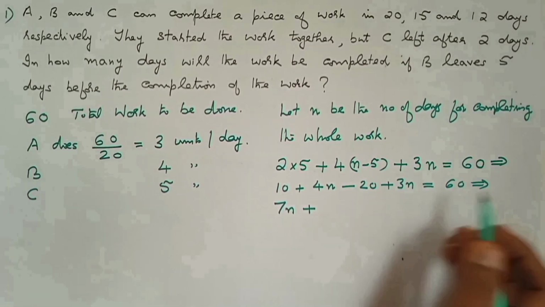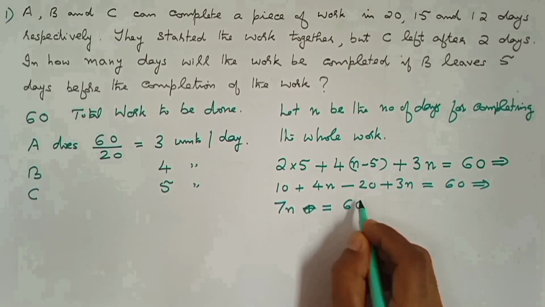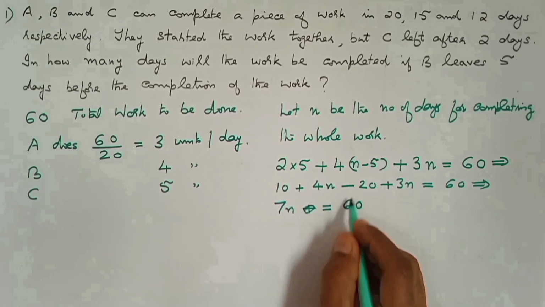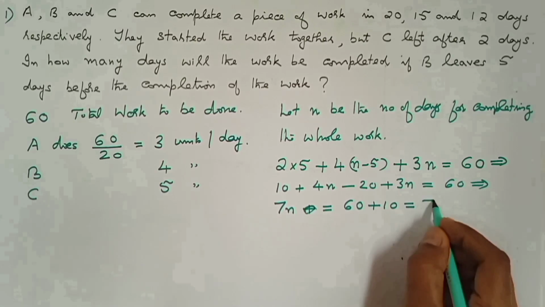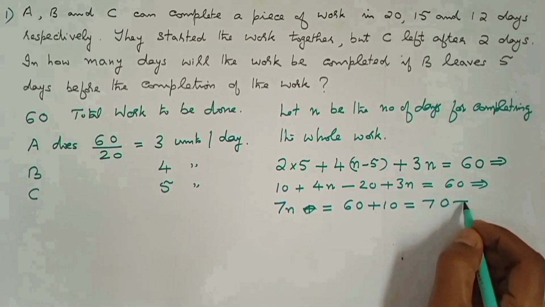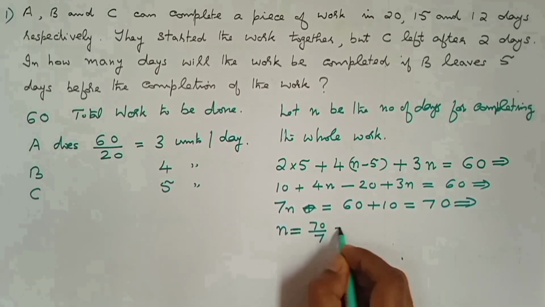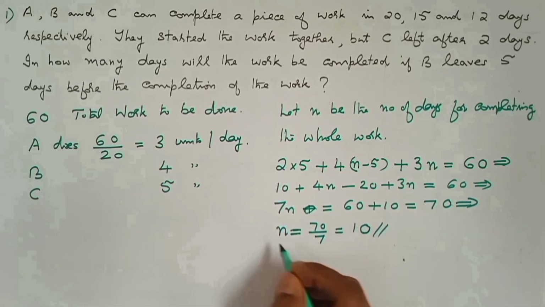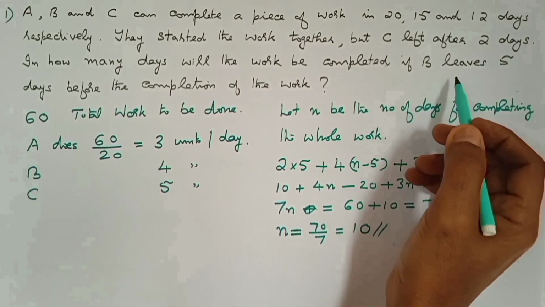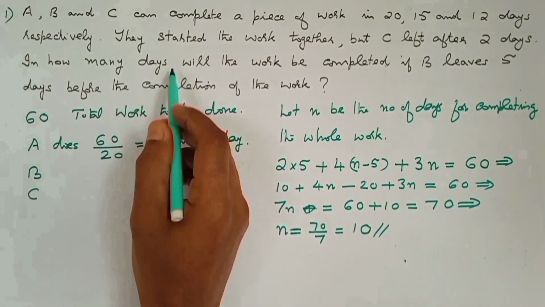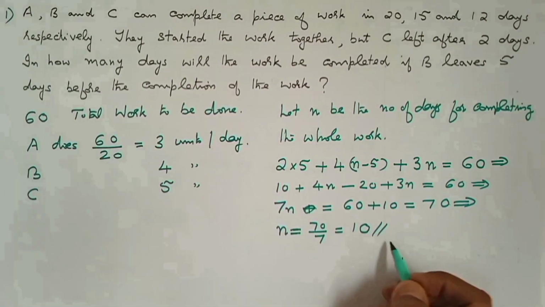Take it to the other side, you will have 60 minus 10 on the left, on the right it becomes plus. So 10, which means 70. This implies N is equal to 70 by 7, 10. And what was N? The total number of days. And what is it that we are asked to find out? The total number of days they take to finish the work. So this is the final answer to that question.